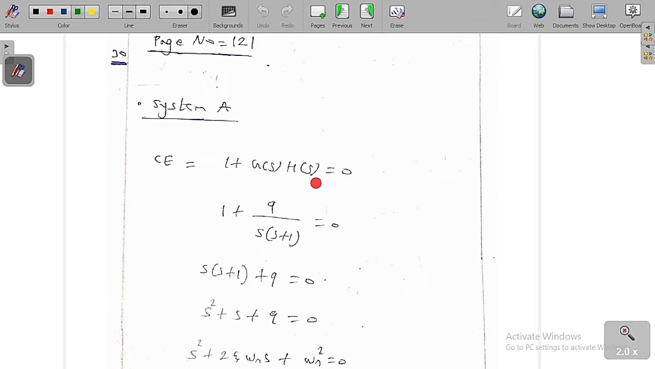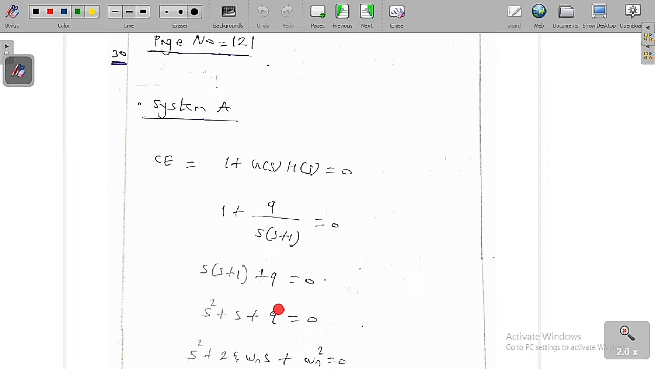In the question, they are given both are unity feedback. So H of S is equal to 1 and G of S is equal to 9 by S into S plus 1. Therefore 1 plus 9 by S into S plus 1 is equal to 0. If we solve this, we get S into S plus 1 plus 9 is equal to 0. So S square plus S plus 9 is equal to 0. This is the characteristic equation that we are going to get.